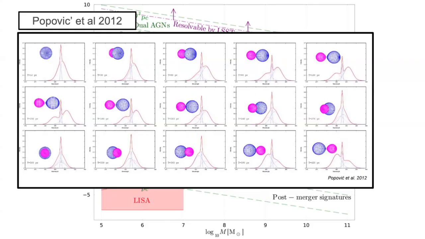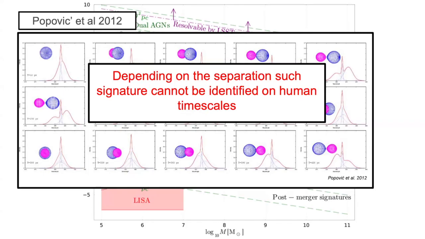As the two black holes move, the profile of the broad emission line will change. And if we take, for example, the position of the centroid, we expect it to move towards the left and the right with the same period as the orbital period. Of course, our ability to identify such a signature will strongly depend on the separation. If the separation is too large, the period will be too large, and we are not able to resolve it on a human timescale, so to speak.